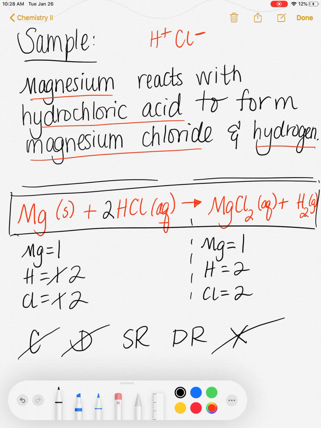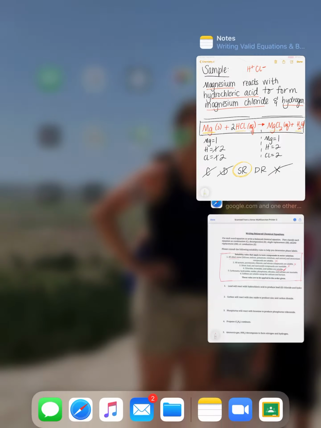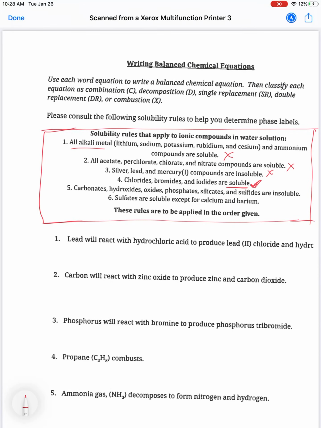If I look at what I've got here, I have the element magnesium reacting with the compound to make a new compound and an element of hydrogen. So this is a single replacement reaction. Let's go to your homework and do problem number 1 together. I apologize because it got a little cut off on my diagram here.